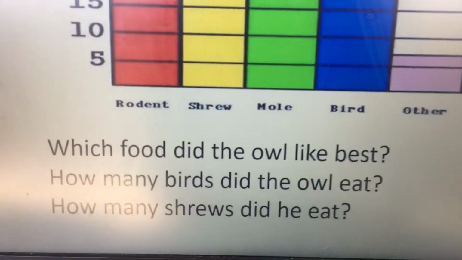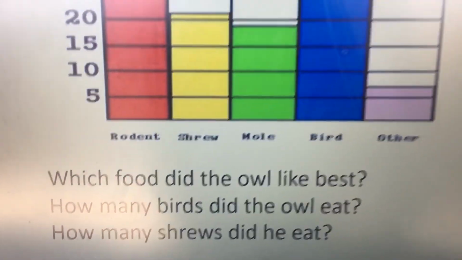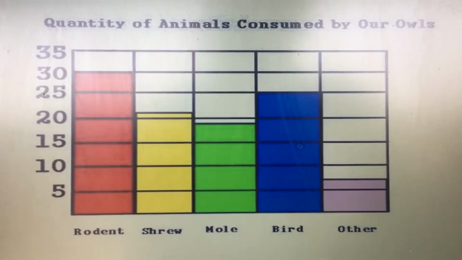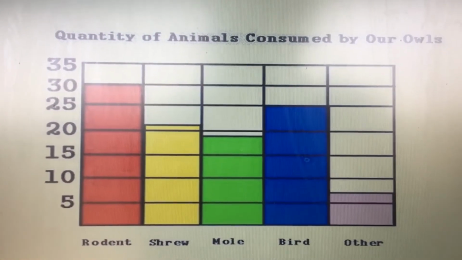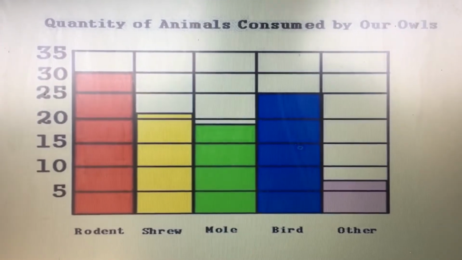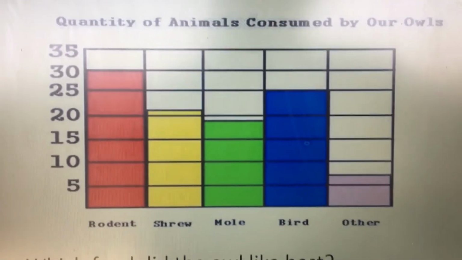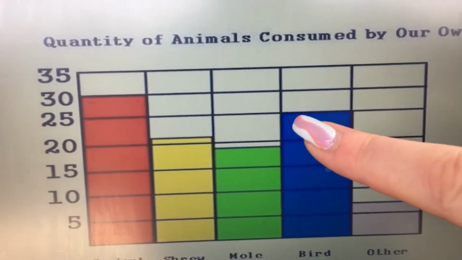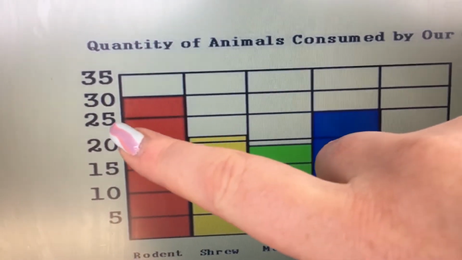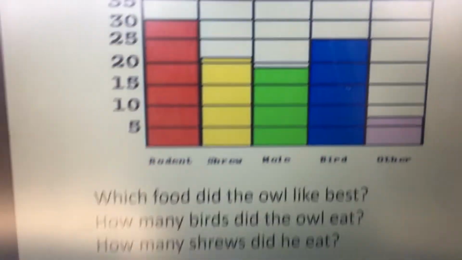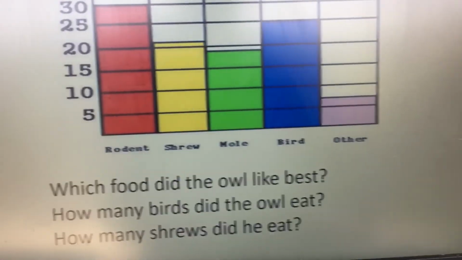Question 2. How many birds did the owls eat? So find the bird column and have a look how many birds the owl ate. Okay, so you sort of spotted the bird is here. Going up the column, you can move your finger all the way across to see what number it comes out at. And it's on 25. So the answer is 25 birds.